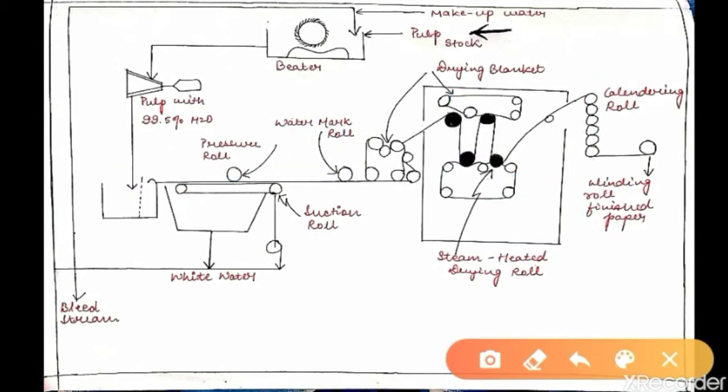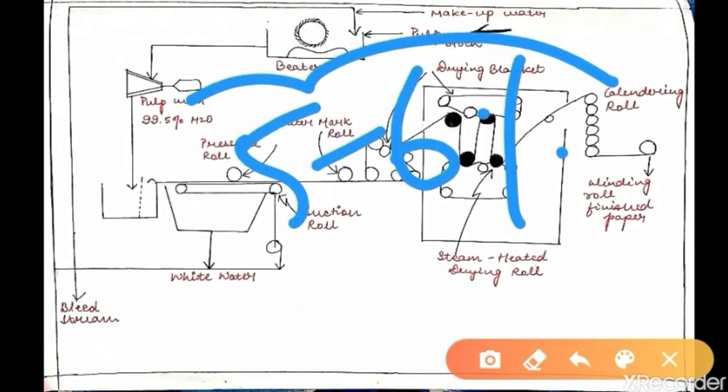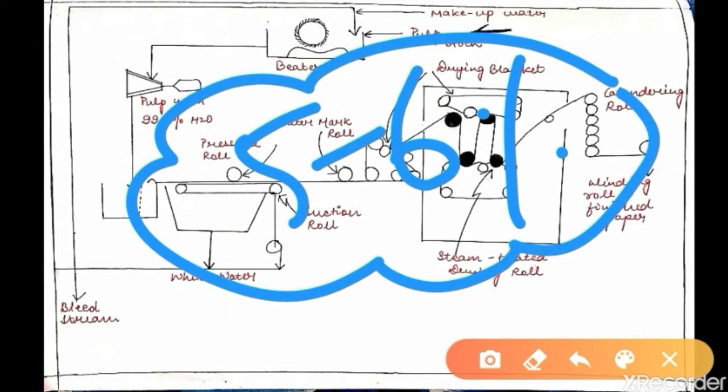Then after that the water content is reduced to 60 to 65%, and after that drying is involved. Now additional water is removed by smoothing rolls and a series of steam heated metal drying rolls. You can see over here we have dark black rolls. These are your steam heated drying rolls, and they reduce the water content from 60 to 65% to 5 to 6%. So you can see how steam heated drying rolls play a major role in getting rid of water.